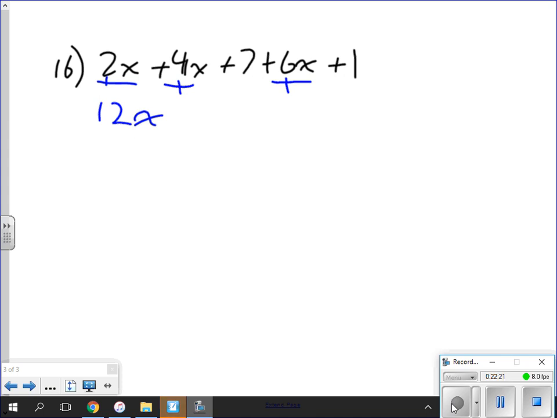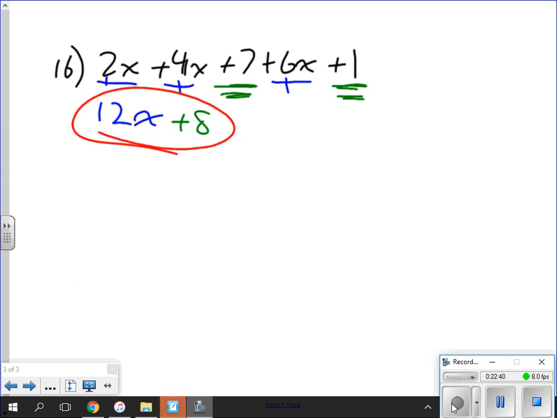And then I have my other like term. What do I have left? I have a 7 and I have a 1. No x's. I add those together. What's 7 plus 1? 8. There's my answer: 12x plus 8.